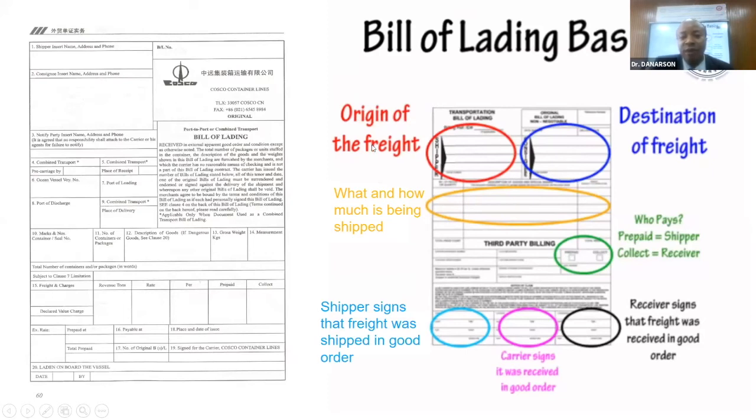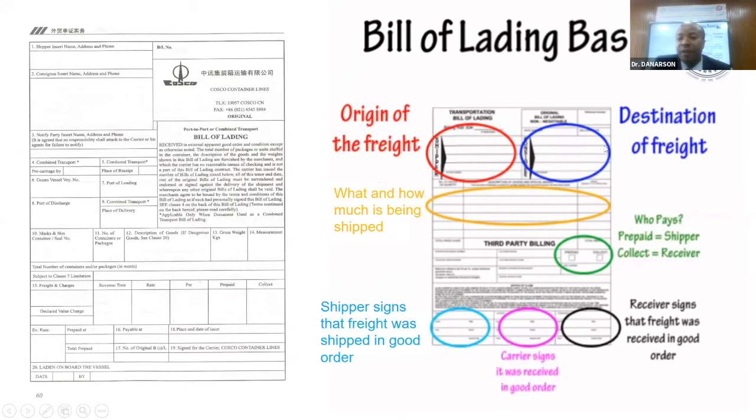So the original freight information is written here, if we are looking at the right-hand side of this slide, where you have colored things. In the middle, you have what and how much is being shipped. And then the shipper signs that the freight was shipped in good order. Down here, not with chipped glasses or whatever. And then the courier signs it was received in good order from the supplier or whatever.